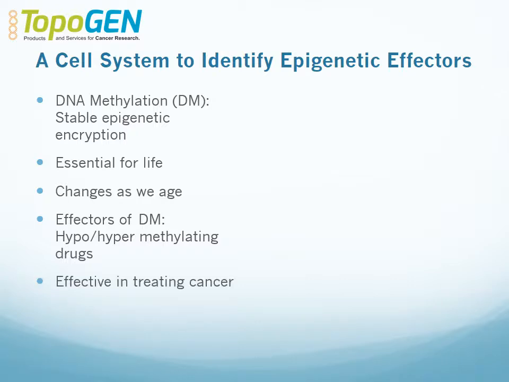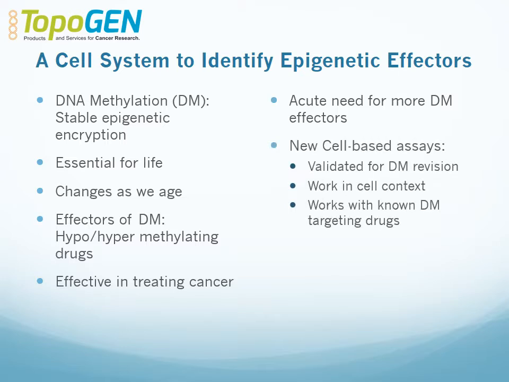And we know that drugs have been approved for treating cancer, and most would agree that there's an acute need for more DNA methylation effectors. So just to reiterate, we have new cell-based assays that have been validated for detecting DNA methylation revision that work in the context of a cell, and they can be used for identifying new DNA methylation targeting drugs, or the flip side of that is identifying druggable targets that can be used in treating chronic disease in humans. So let me tell you a little bit about how this process works.